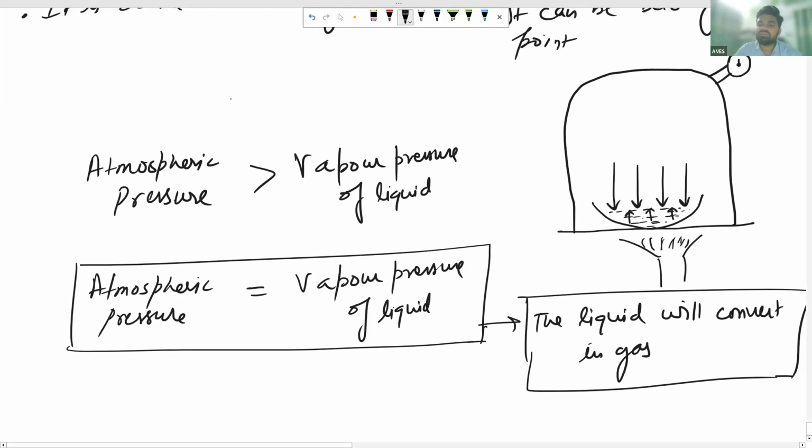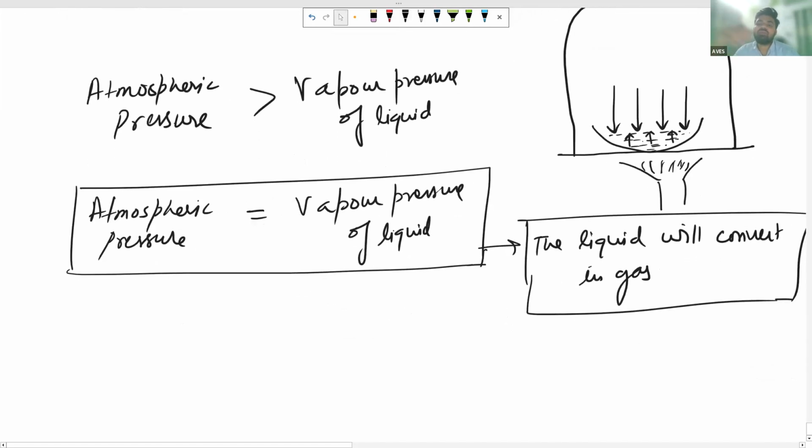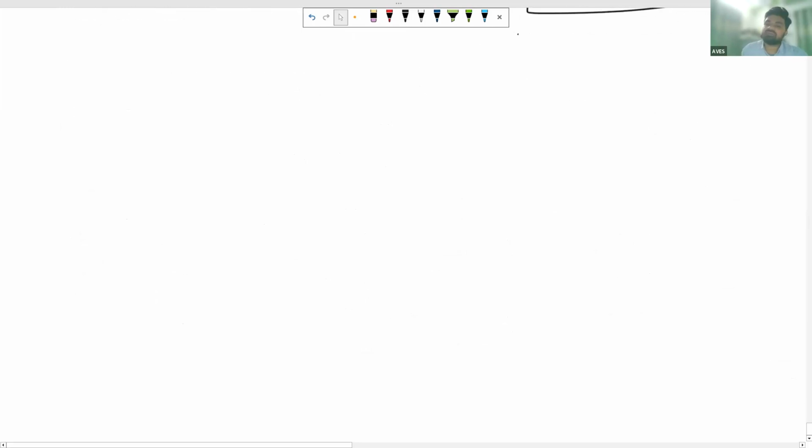This is called boiling. In boiling, the atmospheric pressure becomes equal to the vapor pressure, and this is done by heating. But what happens in evaporation? We need not have that temperature.